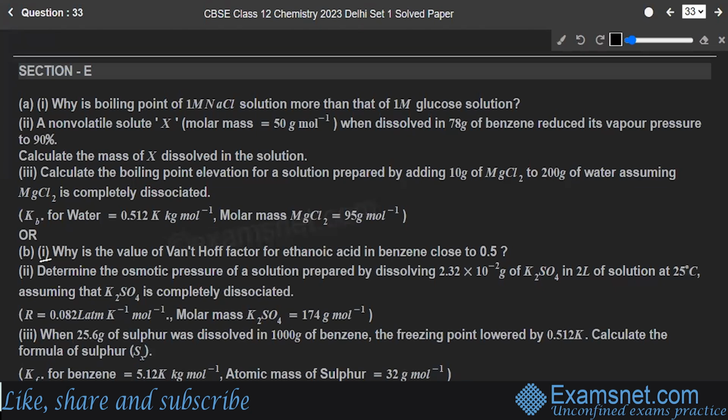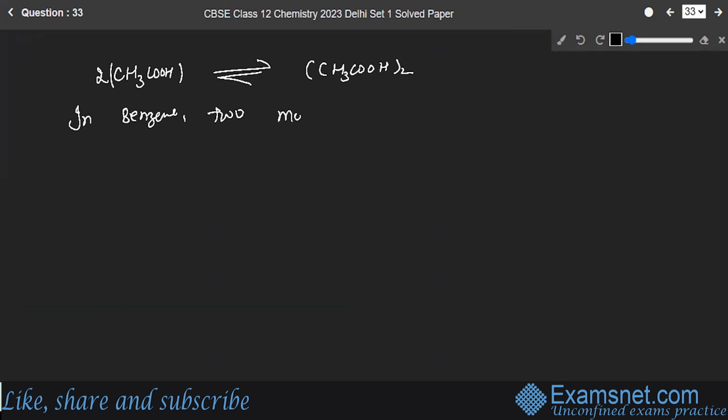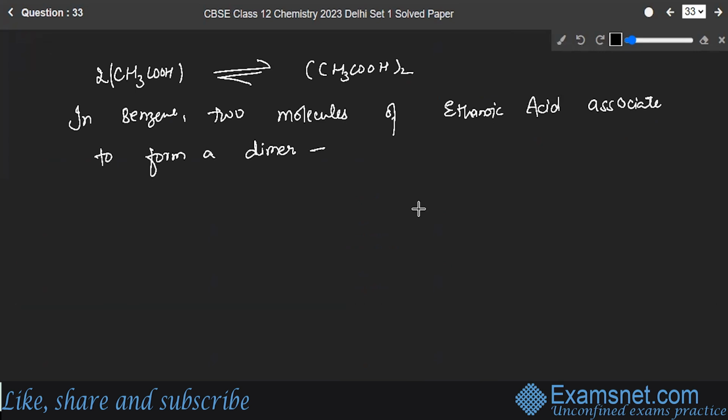So B part first question says, why is the value of Van't Hoff factor for ethanoic acid in benzene close to 0.5? See, in benzene, two molecules of ethanoic acid dissociate to form a dimer like this. In benzene, two molecules of ethanoic acid associate to form a dimer. So you have CH3COOH. It gives you this dimer.